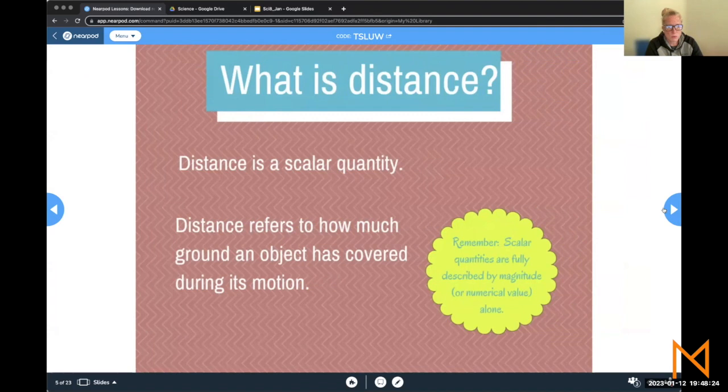So distance, we know, is a scalar quantity, okay? Distance refers to how much ground an object has covered. So think about it. If you're running a race, 3.1 miles or 5 kilometers, 10 kilometers, 26 miles, whatever, you have a distance. It's how far you cover on the ground, in a car, how far you drove. So remember that scalar quantities are fully described by magnitude or a numerical value alone.